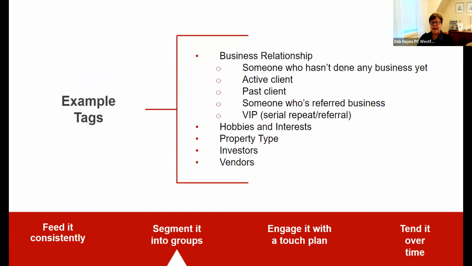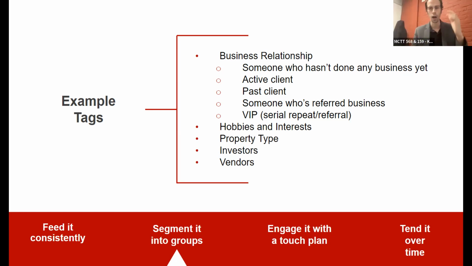So we can do some tagging too when we're putting people into the program. And Ben, you can talk about this a little bit. We have certain kinds of tags you can put in when you're adding contacts. You've got business relationships, active clients, past clients, someone who's referred you business, hobbies, interests, property types, investors. These are the kind of tags. And of course, you want to do the DTD2 tags.